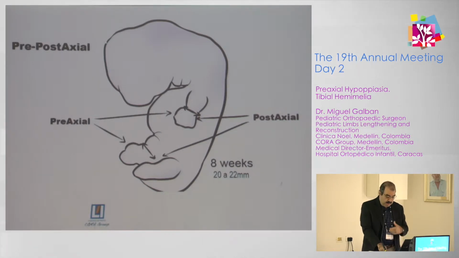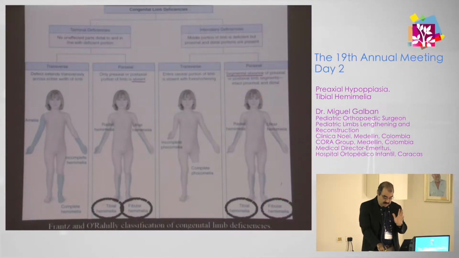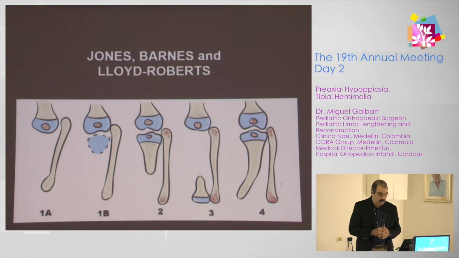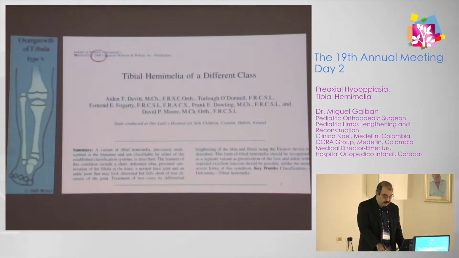We call it pre-axial. I explained this yesterday. It's a different moment than the post-axial, and the deformities are different. This is the Franz O'Reilly classification, where we can classify this. And Jones, Barnes, and Lloyd Roberts had this classification, which has been used for years and years. Type 3 I have never seen, but type 4 is dysostosis of the tibia and the fibula, and in types 1 and 2 there's a hypoplasia or an agenesis of the tibia.